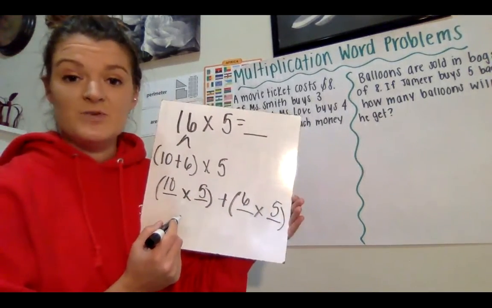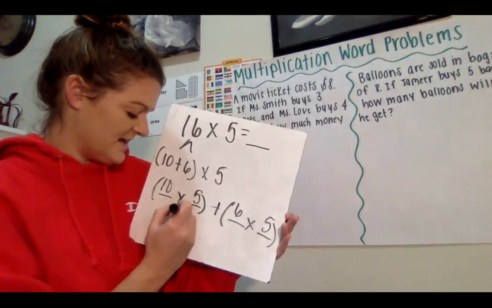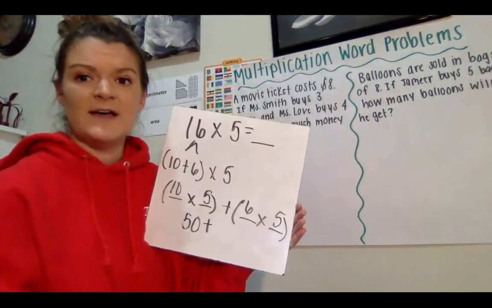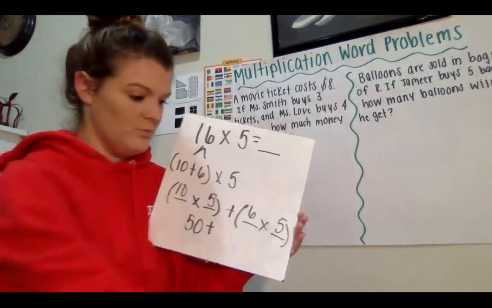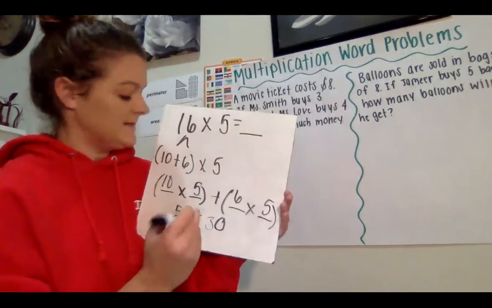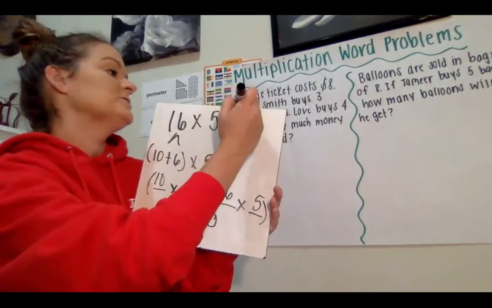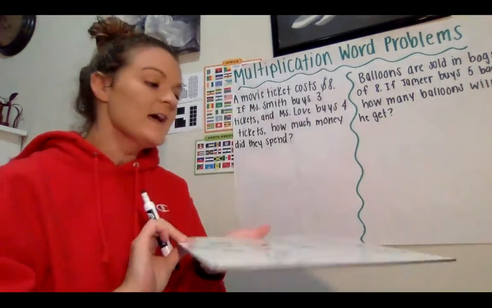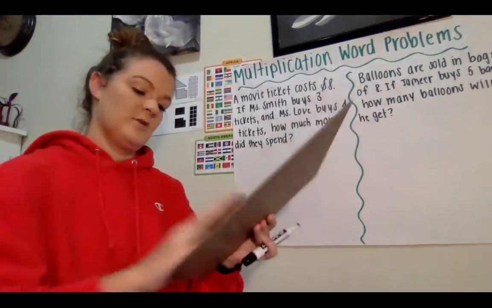And this is just some mental math. I know 10 times 5, that's easy. That's 50, plus 6 times 5. I know that's 5, 10, 15, 20, 25, 30. And 50 plus 30 makes 80. So 16 times 5 equals 80. Let's try 2 more. Go ahead and wipe off.